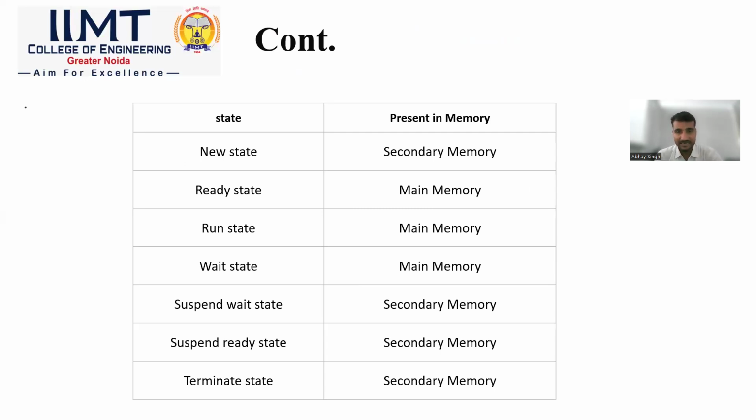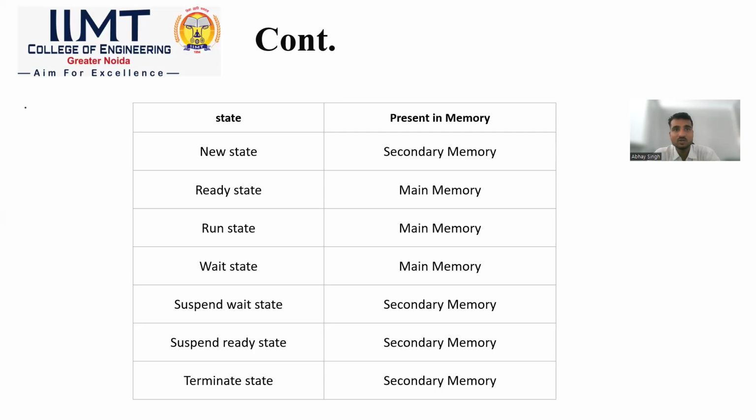In the process state diagram, these are the states, and there are 3 types of scheduler: short-term scheduler, medium-term scheduler, and long-term scheduler. Long-term scheduler is also known as job scheduler. Medium-term scheduler is also known as swapper, and short-term scheduler, which works between ready state and running state, is known as dispatcher. And long-term scheduler works between the new state and ready state.